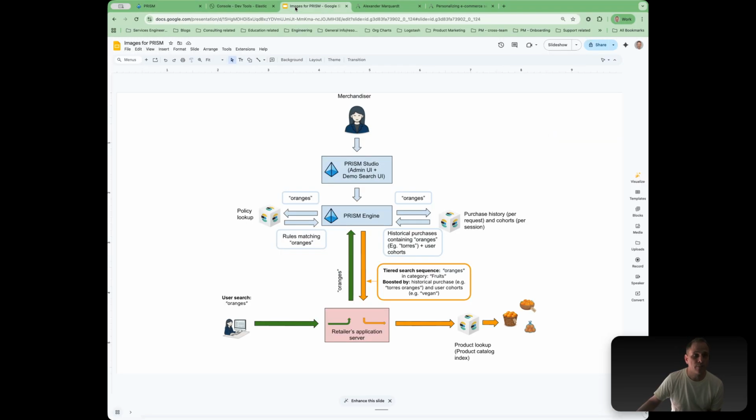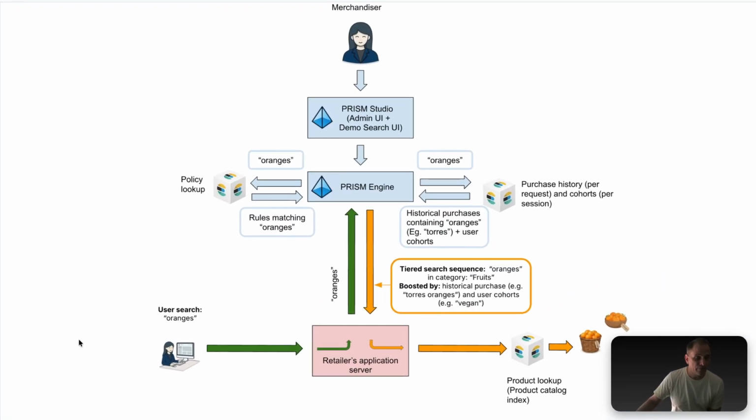So how does this work? Well, remember, the architecture of PRISM, it's a middleware. It sits beside a retailer's application server. So effectively, a user search comes into the application server. It's redirected into the PRISM engine. And what we've previously talked about was happening over here, the policies that are applied to interpret a query. But now what I'm talking about is what's happening on the right side. And this happens in parallel.